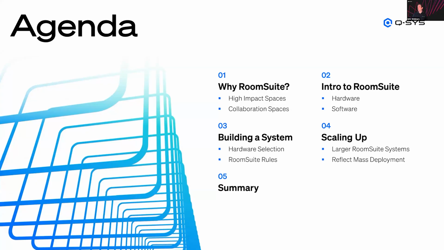All right, so the first thing we're going to do here, why RoomSuite. We'll talk a little bit about where RoomSuite kind of fits in with traditional Q-SYS-based systems. And in the second section we'll go into RoomSuite, the hardware and the software. Then we'll build some systems, about 3 different systems towards the end, and then you'll see how it sort of scales for mass deployment, which is really the biggest part of where the RoomSuite product is going here.